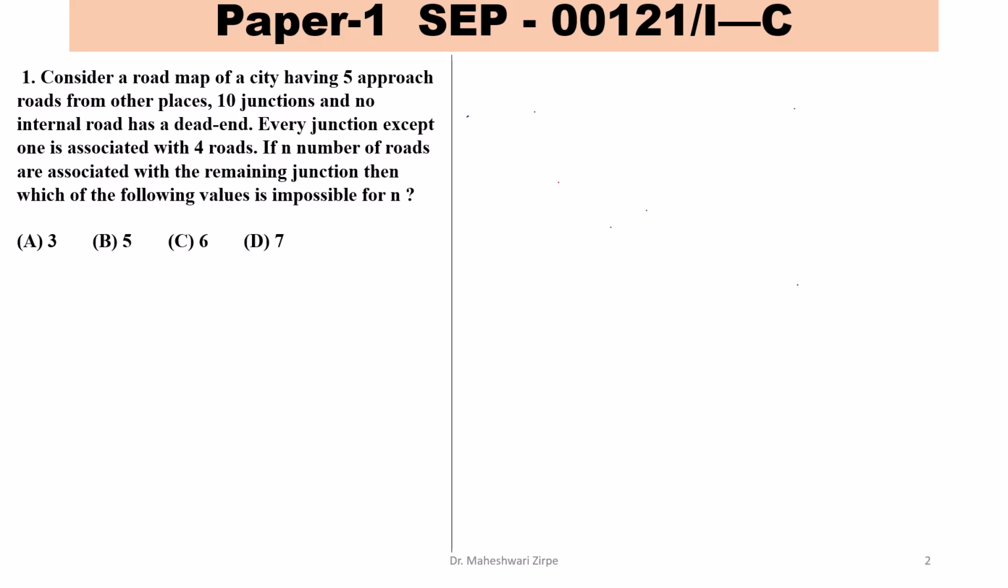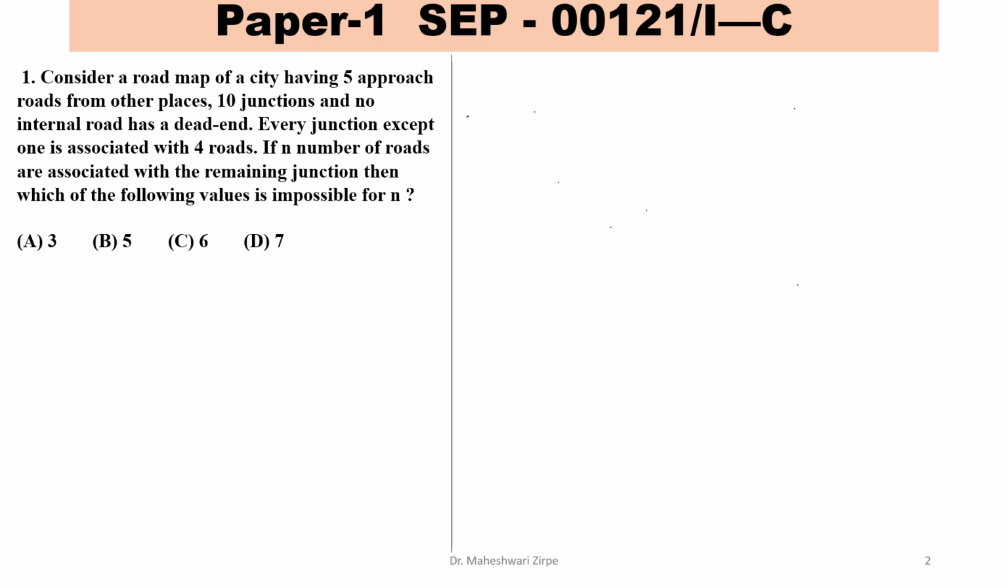So question number 1, which was asked in September 2021, this is SET exam paper 1. The first question is: consider the road map of a city having 5 approaches from other places. They are giving us the data that there are 5 approach roads for the city, 10 junctions, and no internal road has a dead end. So there are 10 junctions. Step by step we'll read it and then we'll try to solve it.